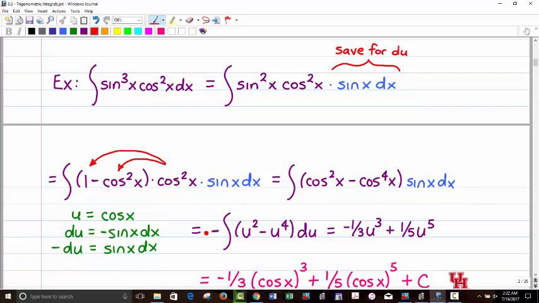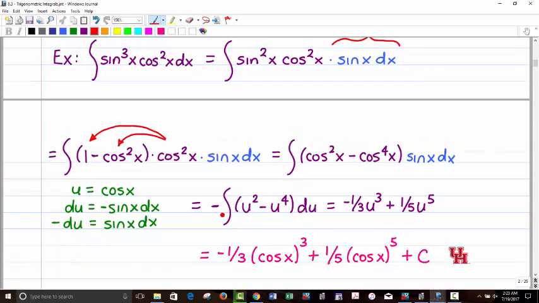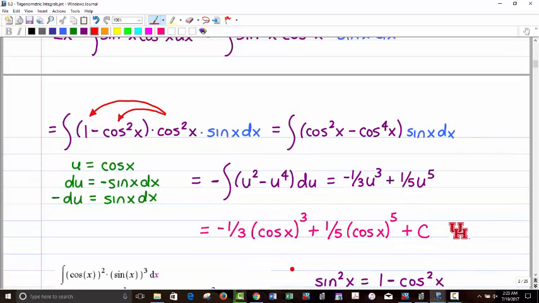So then your integral just becomes the negative of u squared minus u to the fourth, basic power rule, so I sort of distributed and did the power rule in the same step. So we have negative 1/3 u cubed, and the antiderivative of u to the fourth will be 1/5 u to the fifth, but now plus 1/5 u to the fifth, and then substitute what u is, and then there's your answer. How about that?